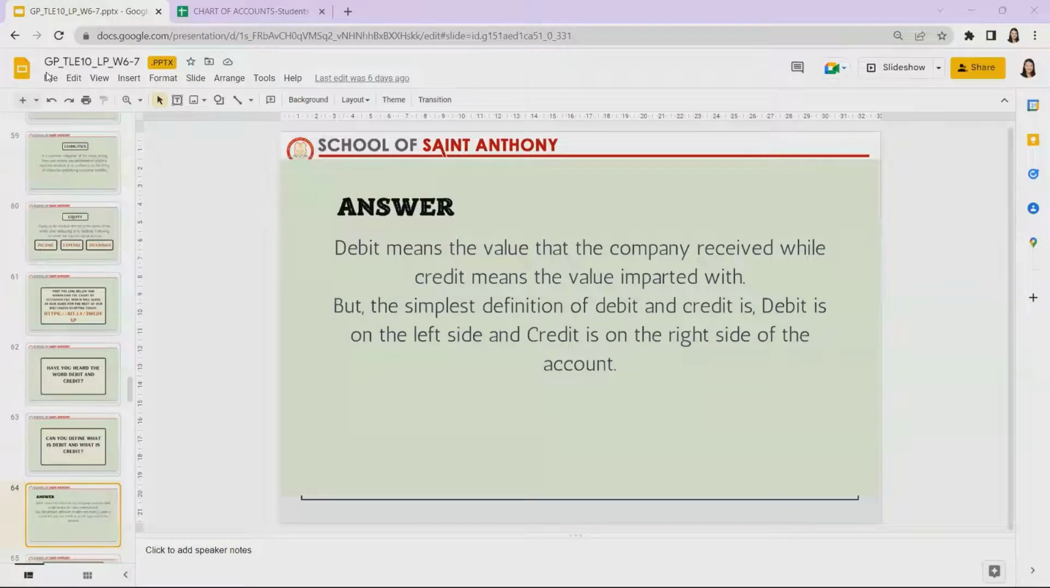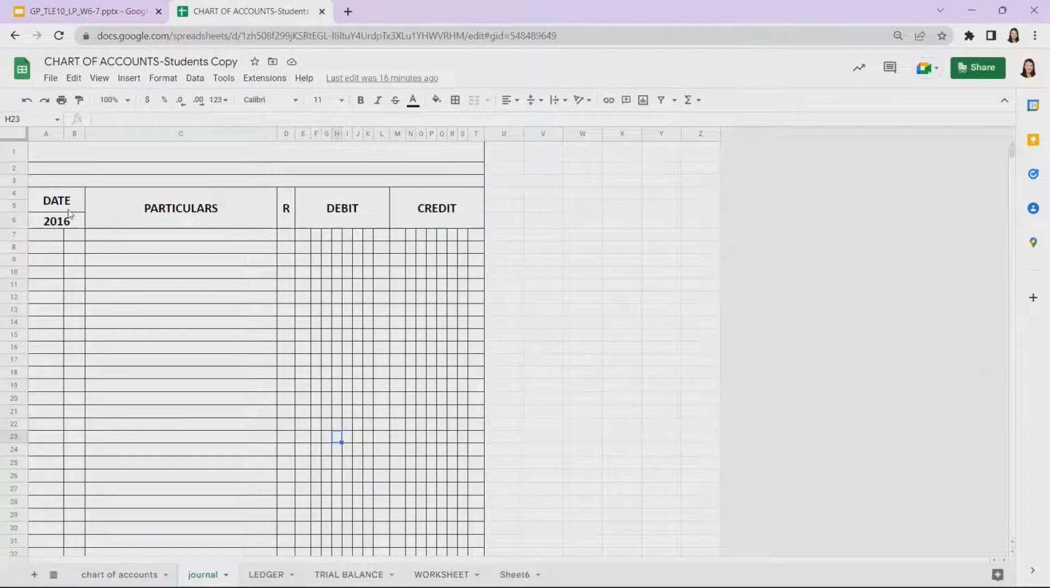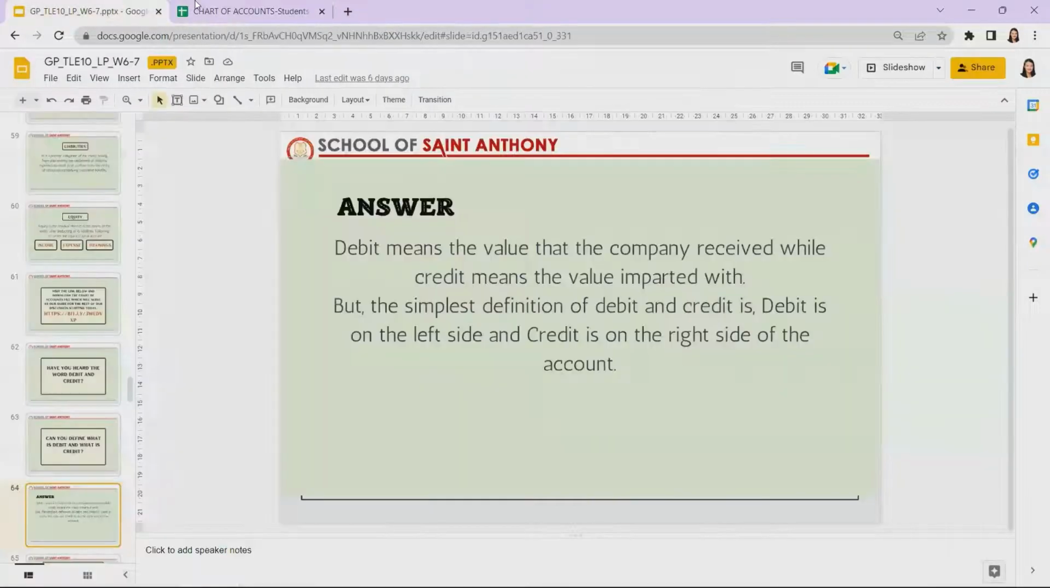This is an example of a journal. So you can see here we have debit on the left side and then credit on the right side. Debit on the left and then credit on the right side.